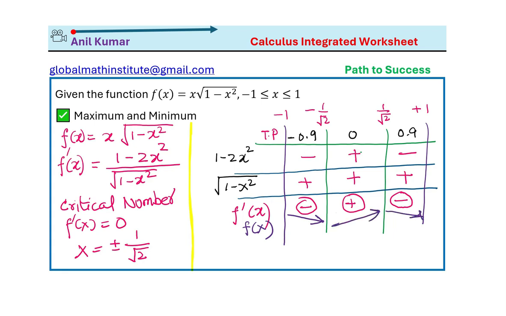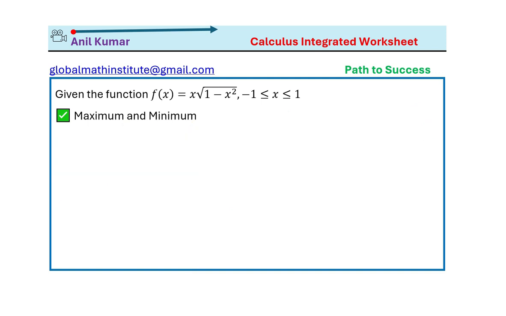So clearly, we have a minimum, right? And we have a maximum, correct? So minimum occurs at minus 1 over square root 2, and maximum occurs at plus 1 over square root 2, right? So we know the x values, minimum and maximum. Great. Let's go to the next page and find the y values also.